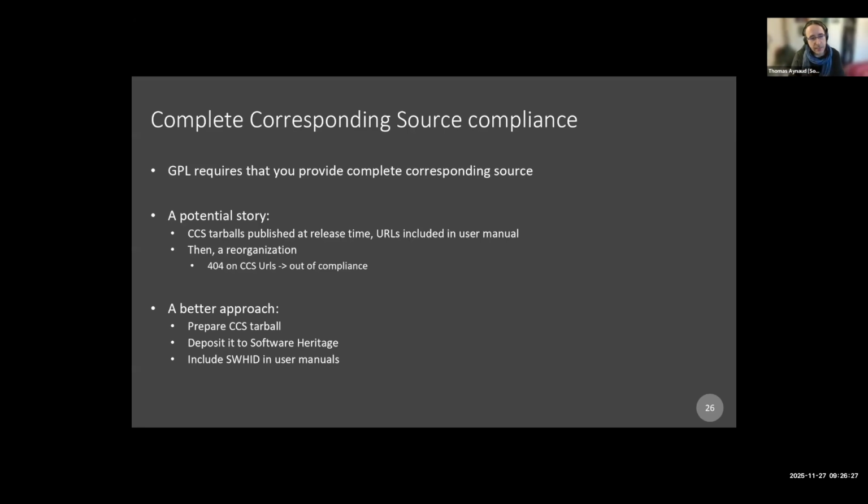Another approach that we propose at Software Heritage is to still prepare the tarball, and use the deposit to send it to Software Heritage. You will get a SWHID back, and then you know that the code will be stored for the long term, and then you can include the SWHID in user manuals to still get references to your code accessible for everyone.